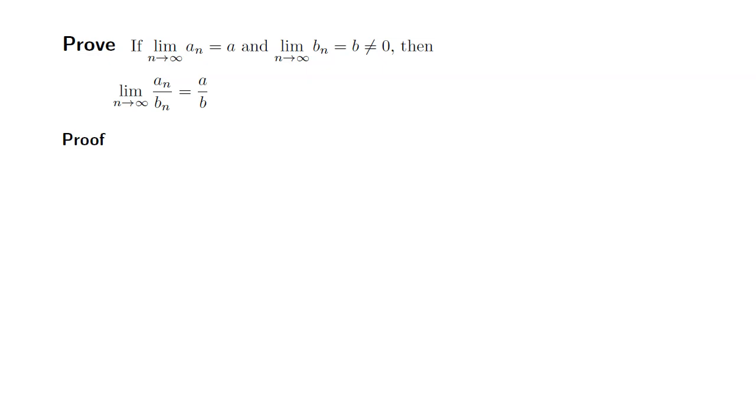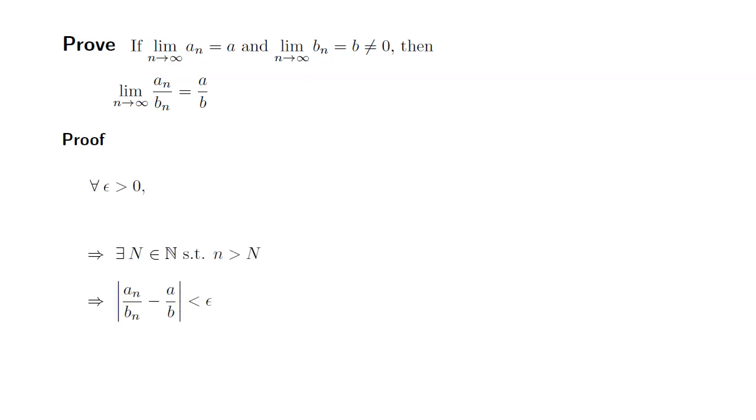All right, let's try to write the epsilon-N proof for the following statement. If the sequence a_n converges to A and the sequence b_n converges to B, which is non-zero, then the sequence a_n over b_n converges to A over B. All right, let's write down its definition.